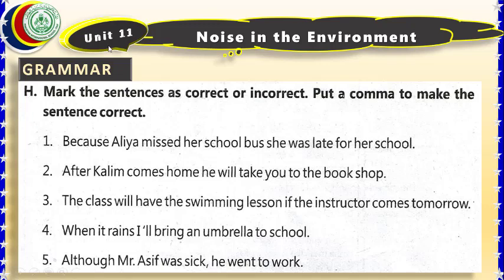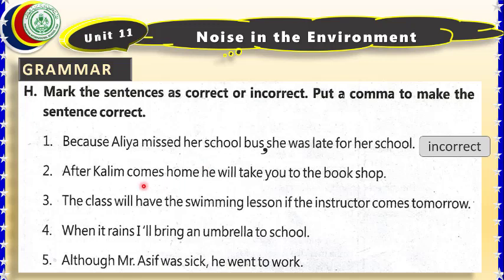Let us check number 1. Because Alia. This because shows this is a dependent clause. Then here will be comma. Is there comma? No. What does it mean? This is incorrect. Where will be comma? Here. Now it is correct.